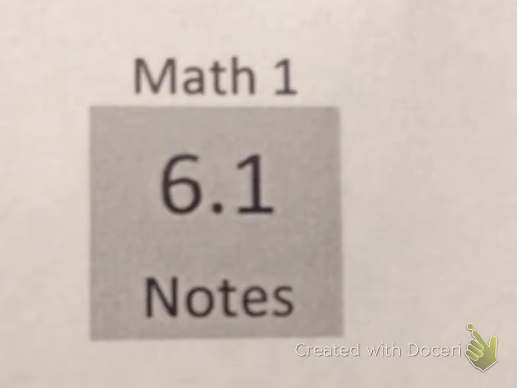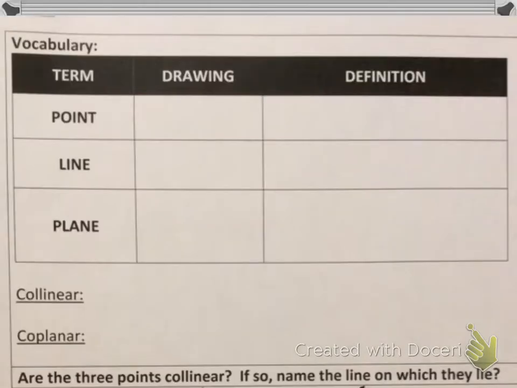This is Note-Taking Guide 6.1 for Math 1. This is just the beginning of the geometry section, so we're going to talk about a lot of definitions to just get started. The first thing we want to talk about is a point. Everybody knows that a point is represented just by a circle. A point is labeled by an uppercase letter, usually like this is point A.